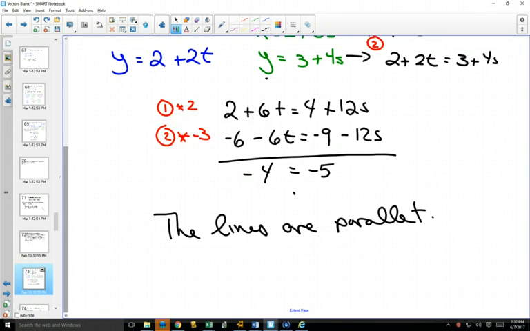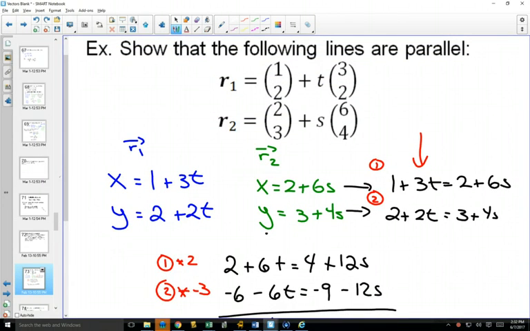Other ways that you could show that lines are parallel is you could look at your direction vectors. Can you see that these direction vectors are basically the same? They have the same slope of 2 over 3. So looking at those direction vectors, since one is just a multiple of the other one, that's telling you that they have the same slope. That's telling you that they are parallel. It could be that they're parallel and don't intersect, which is what we have because we got a system where the two answers didn't make any sense.